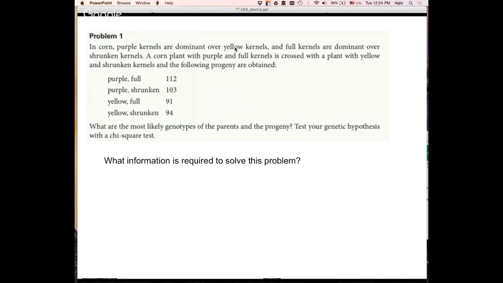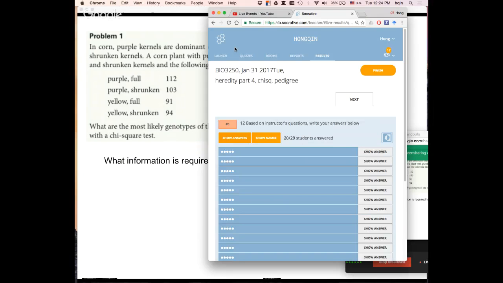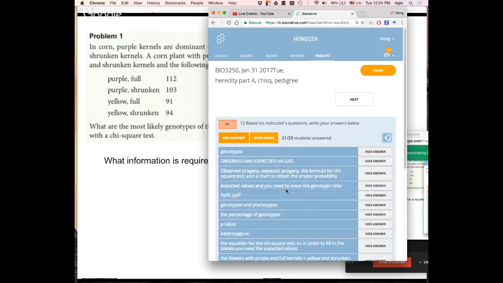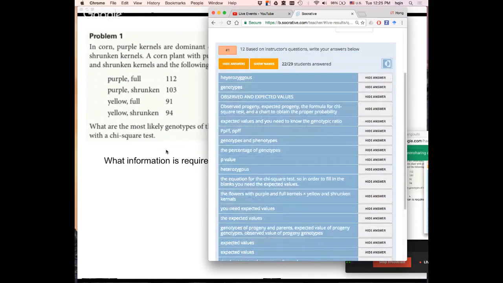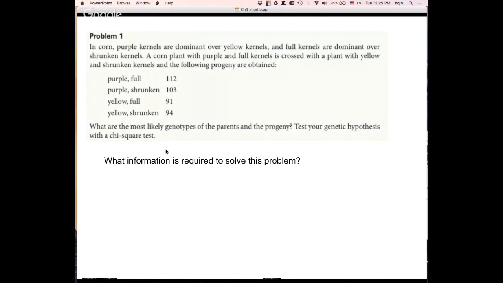Purple is dominant over yellow, and full kernel is dominant over shrunk. Okay, so that's the phenotype we have. Genotype, expected value. Okay, so let's see. The question asked you for the genotype. It didn't provide the genotype here. So, test your hypothesis with the chi-square test.